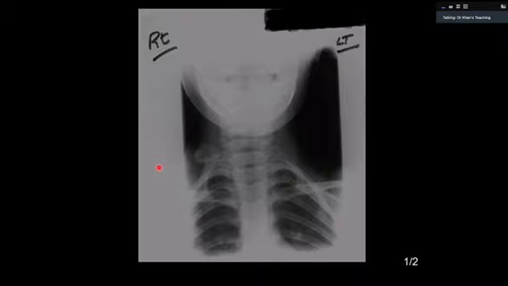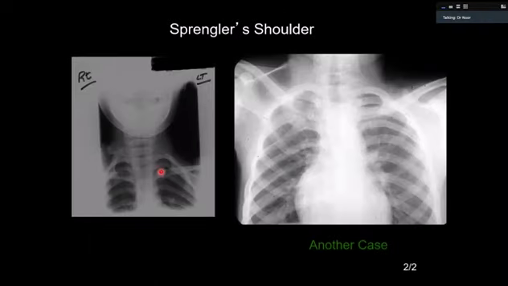So this is a type of film which in FRCR language we call an edge of the film case. What is edge of the film? There might be something at the edge of the film which will give you the hint. If you look carefully, there is something here. If you compare it with this space, then you understand that there is something sitting there. And then there is a sort of a bone here. This is known as Sprengel's shoulder.